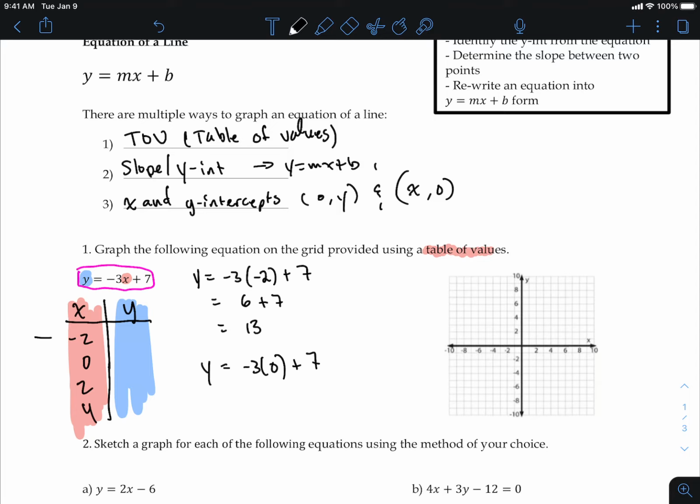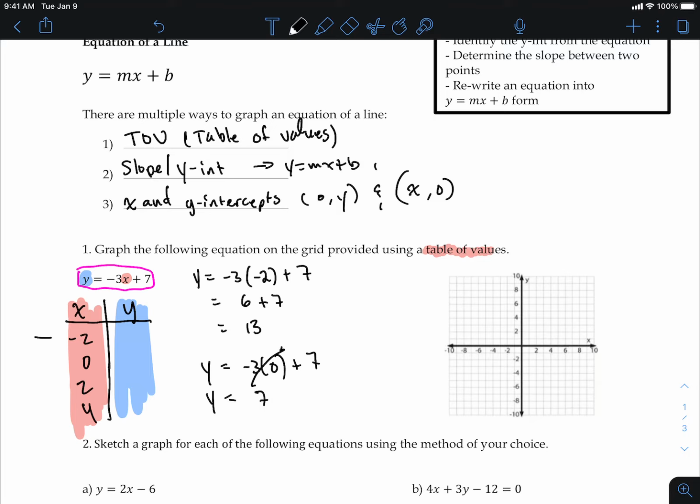These are easy ones. These are what we call trivial solutions because you just plug in 0 and see what number you get, right? So Y equals -3 times 0 is 0, so that's a wash, right? So Y equals 0 plus 7, which is 7. Okay, in theory, I now have 2 points that I can plot and create the picture of my line.